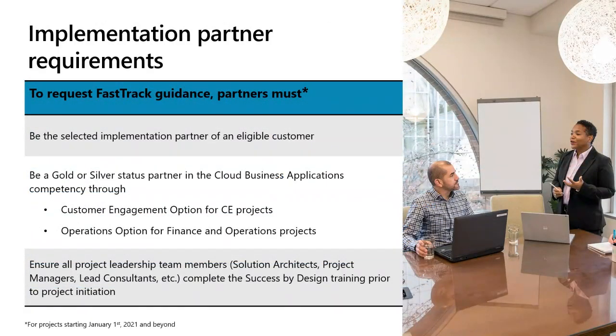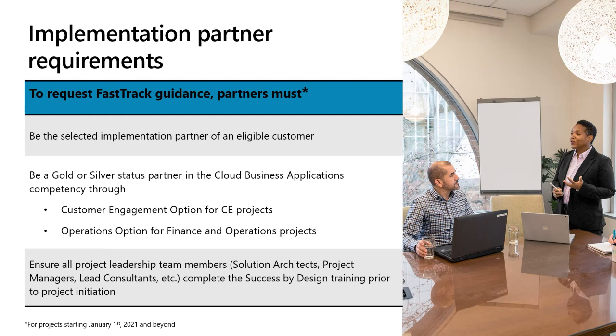So again, just a few words about the requirements for the partners who wish to nominate projects for Fast Track engagement. We will be considering the customer investment and the implementation scope. And still, we do require the selected implementation partner to have the gold or silver cloud business application competency. We also expect the core project team members like solution architects, project managers, and lead consultants to have completed the Success by Design training and also completed the knowledge check.